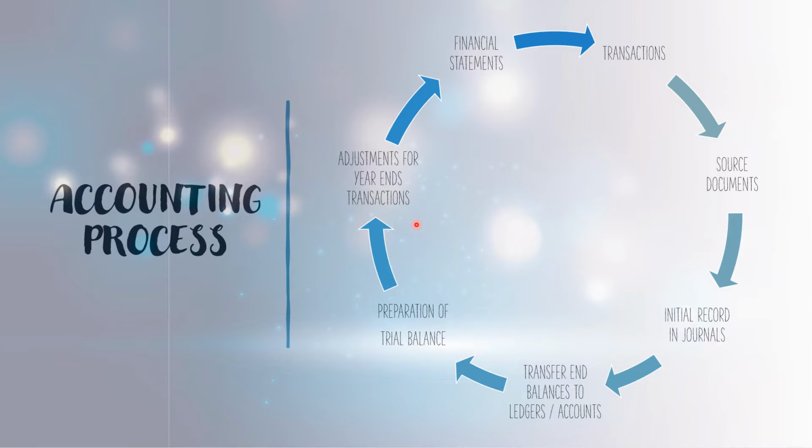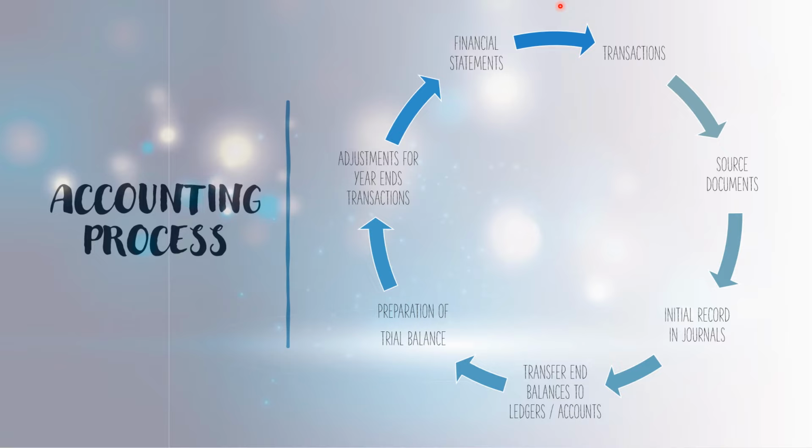Once you have corrected your trial balance and rebalanced everything, then we do adjustments for the year-end transactions. Under ACC 106, we're going to learn 3 types of adjustments. The first one is accruals and prepayments. The second one is depreciation, and the third one would be the provision for doubtful debts. Don't worry, we're going to cover everything during the coming semesters.